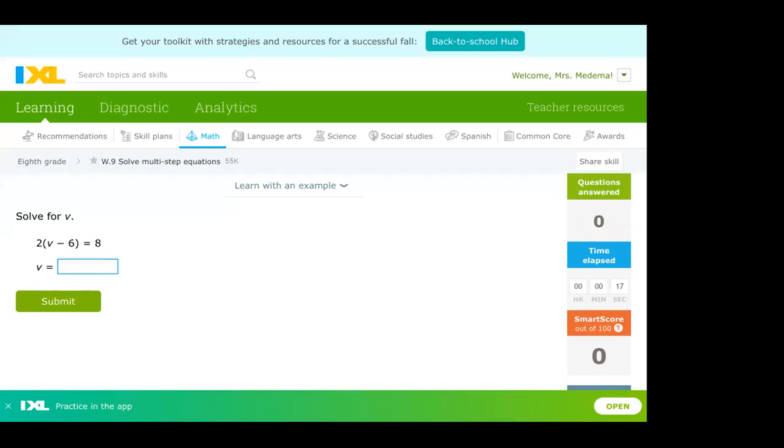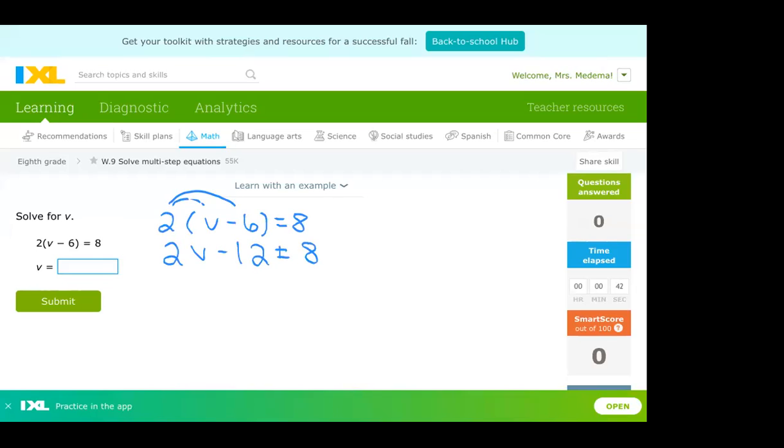So we have the problem for W9, and I'm going to get as much as I can done. It is 2 parentheses v minus 6 equals 8. So I have to multiply 2 into everything. So I get 2v minus 2 times 6 is 12 equals 8.